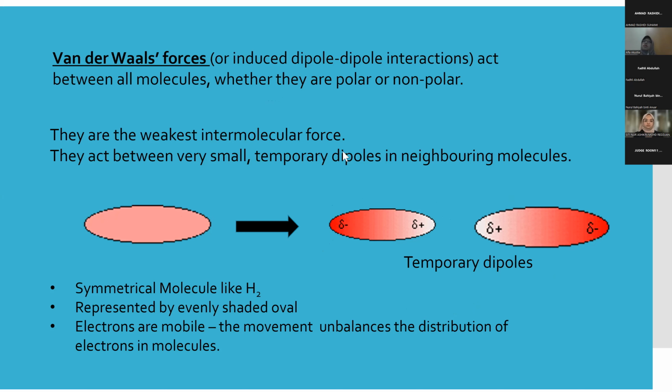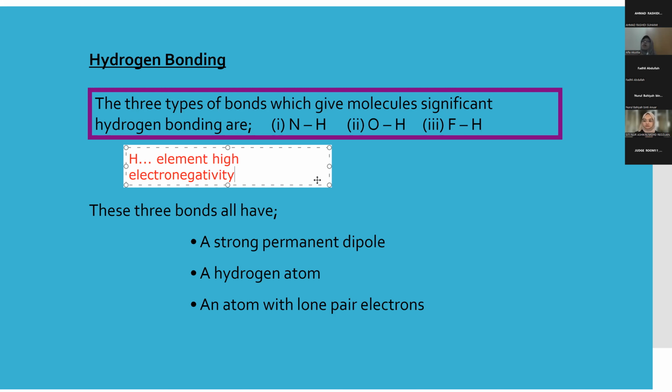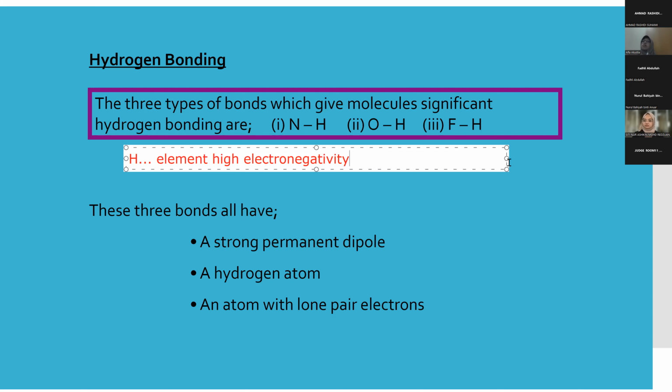And the last is hydrogen bonding. Hydrogen bonding is the strongest in secondary bonding. In secondary bonding, hydrogen bonding is strongest. Hydrogen bonding is the bonding between hydrogen and elements with high electronegativity. What are the elements with high electronegativity? This is nitrogen, oxygen, and fluorine.